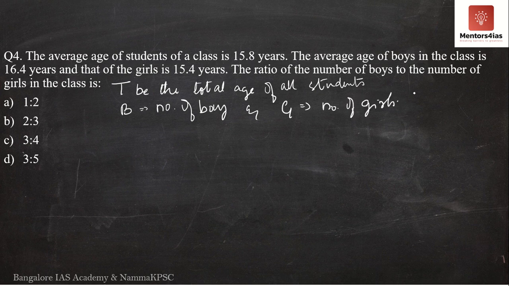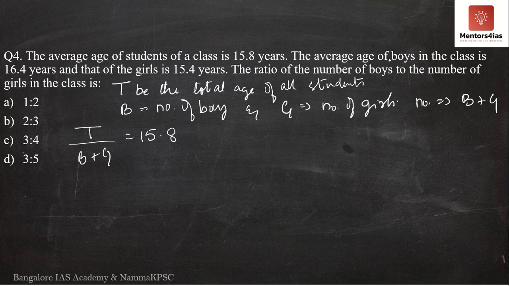So what is the total number of students in the class? Total number of students will be B plus G. Going back to the question, if the average age of students of a class is 15.8 years, then what does this mean? When we divide the total sum of the age of all students, that is T, by the total number of students, which is B plus G, we get 15.8.